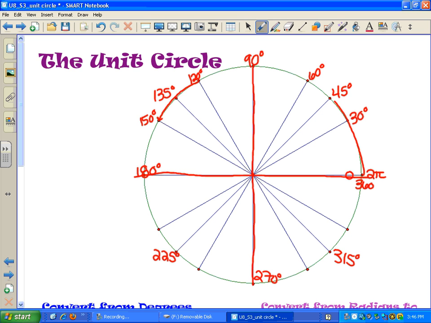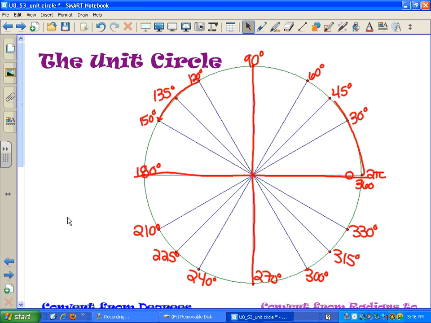Add 30 for 180. Add another 30 for 210. Add 30 for 240 degrees. Add 30 for 270. Add 30 for 300 degrees. And add another 30 for 330 degrees. So those are our degree measures. That's what our unit circle looks like. And so we have these degree measures that go all the way around. And of course, there's other degrees in between 0 and 30, like 15 degrees. But we're not going to worry about that right now.